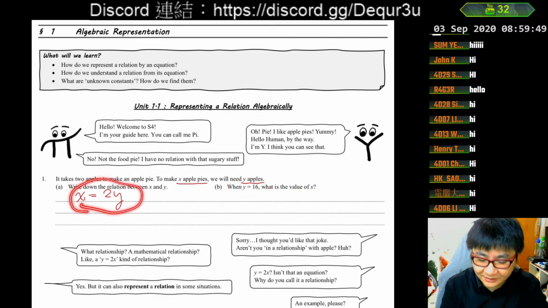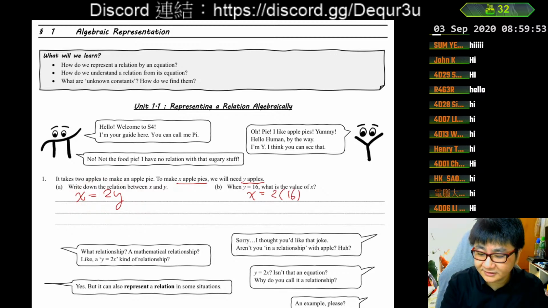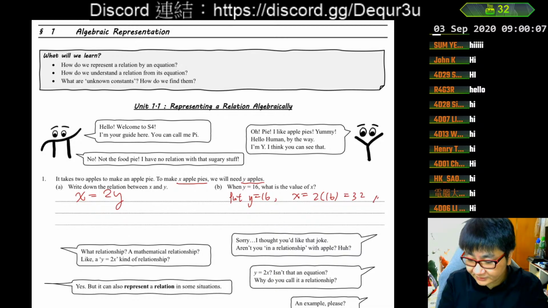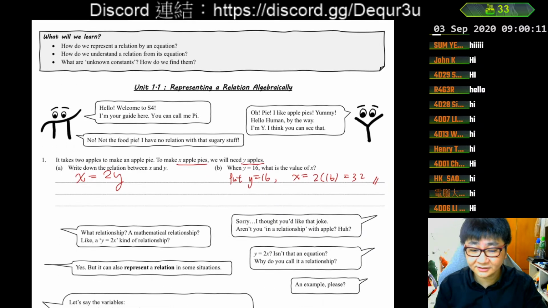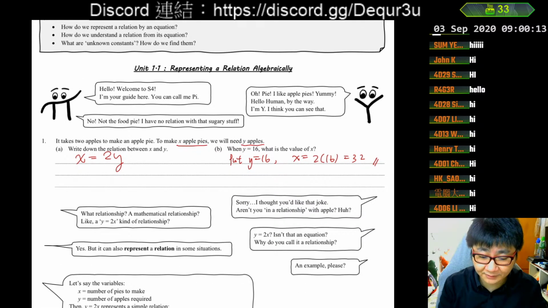Therefore, very directly, you can put Y to be 16 and get the X. So X is 216. Or maybe even better, a better presentation would be: put Y to be 16, then X is 2 times 16, which is 32. So this is the value of X when Y is 16. And this is an example of a relation.